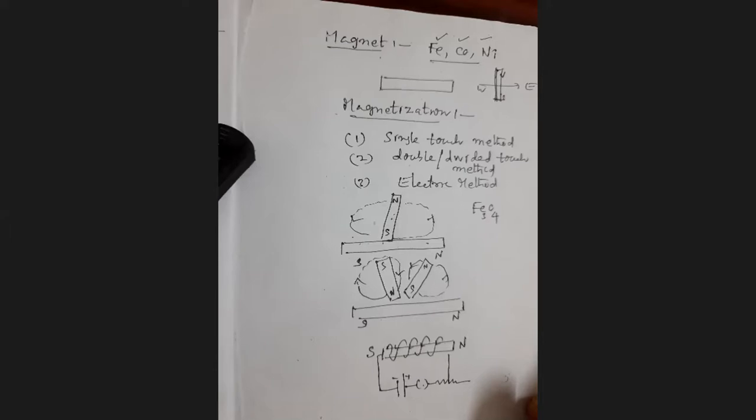So we are saying magnets are of two types: natural magnets and artificial magnets. The magnets which occur naturally are called natural magnets. An example of a natural magnet is lodestone. This is the ore of iron, Fe3O4, magnetite, since it is found in Magnesia.